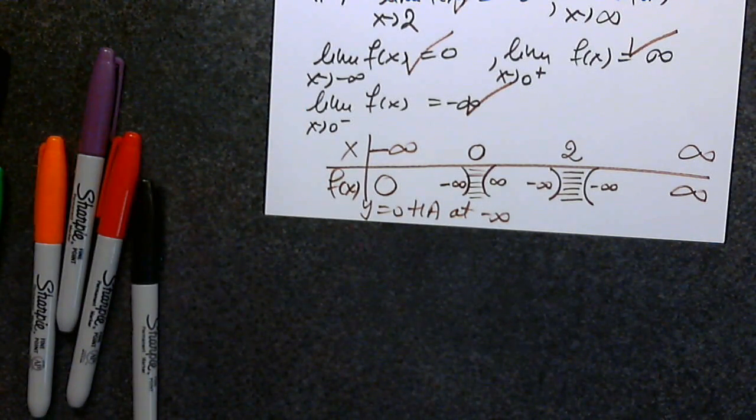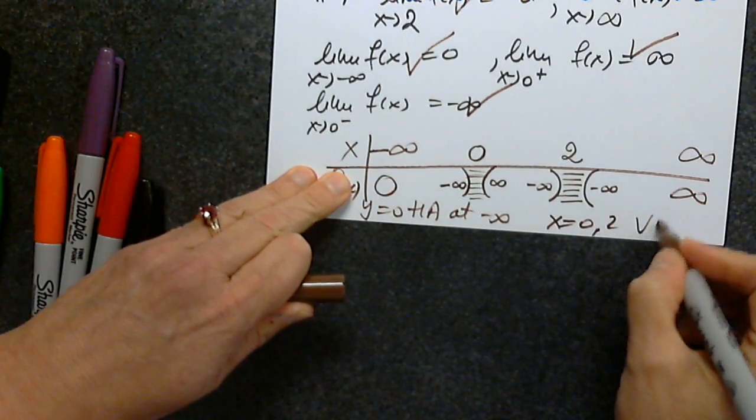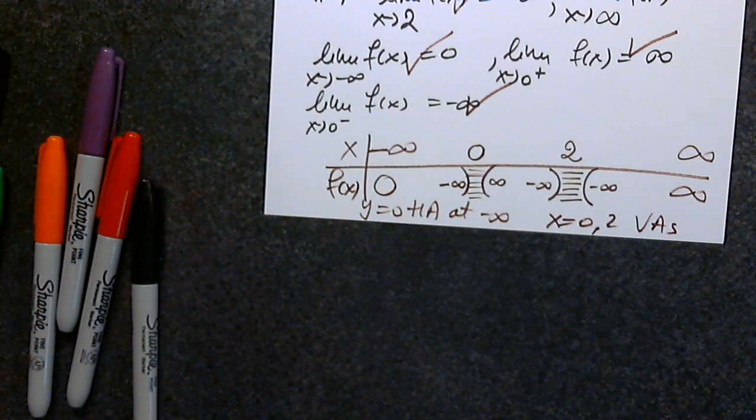So here's what I know about this function. Definitely has a vertical asymptote at 0. And I will write it, not to forget. X equals 0 and 2 VAs. Vertical asymptote at 0. Vertical asymptote at 2. No horizontal asymptote at infinity. Horizontal asymptote at negative infinity, which is 0. And not defined, of course, at 0. It could have been defined as a piecewise defined function, but it's not. And not defined at 2. And now I'm ready to graph.